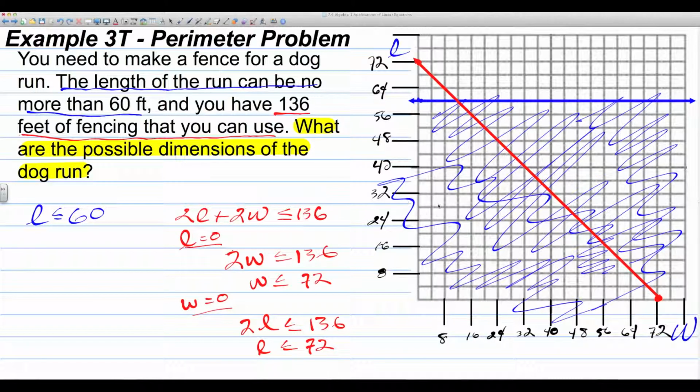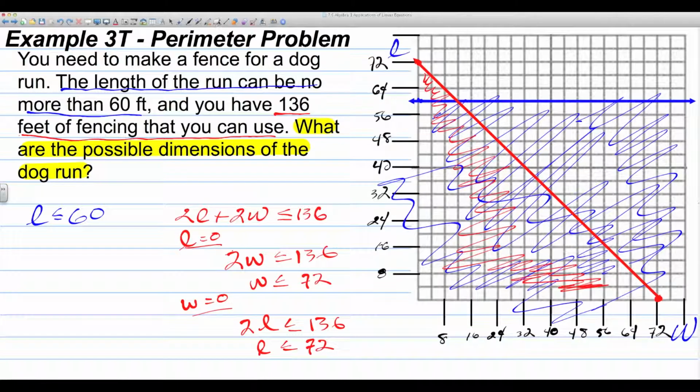And it's going to have to be less than that, so it's going to be below that line. We could pick a test point, but there's really no need. So it's going to be everything below this red line. You can see the shaded region, the double shaded region, is everything between the L axis and the W axis, this red line and this blue line. In fact, we could just erase this since it's such a small area.